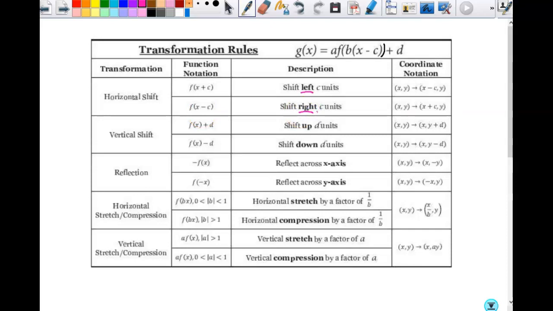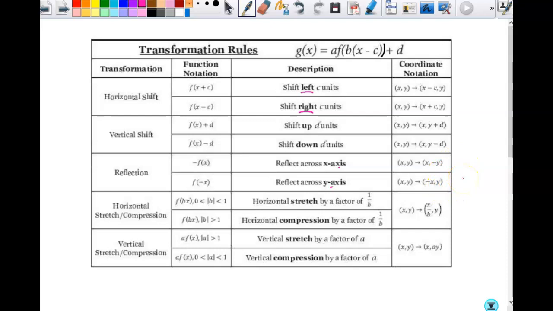Then we have reflections. Okay, we're either reflecting in the X-axis or reflecting in the Y-axis. Well, this negative sign here affects Y, so it's a reflection in X. And if it affects X, it's a reflection in Y, just like what you already know about those reflections.